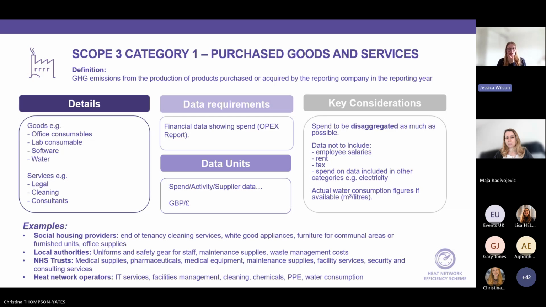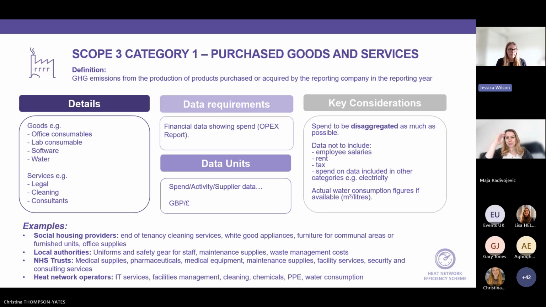Key considerations for this category are that the spend needs to be disaggregated as much as possible so that you can assign the emission factors for each of the different goods and services that you use. So this shouldn't include things like salaries, rent, tax, or anything that would be included in other categories such as fuel or electricity. And then water data is preferred in the activity data, so looking at the actual consumption, so meters cubed or liters of consumption.